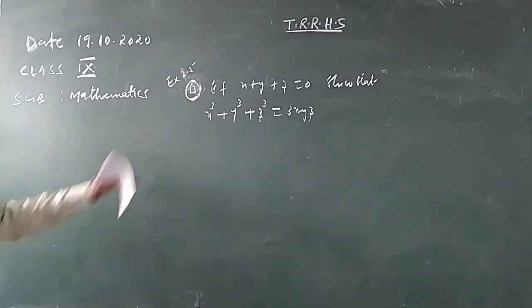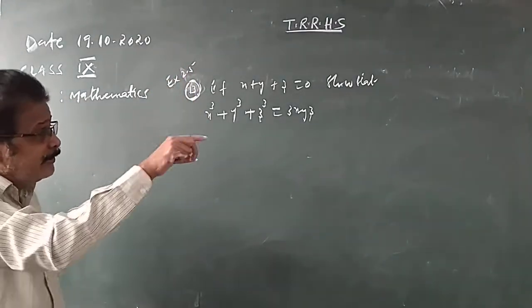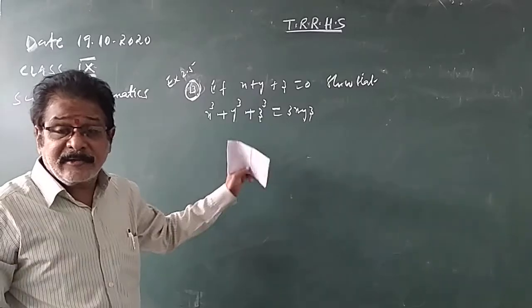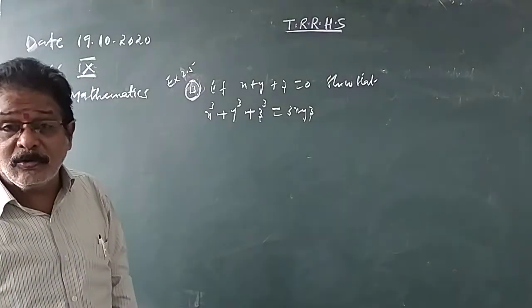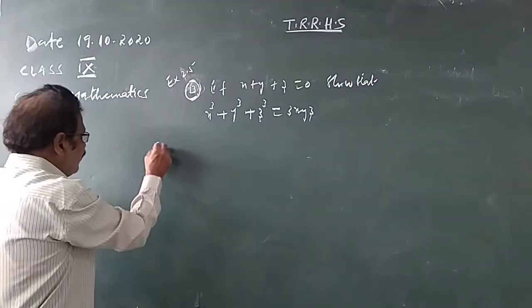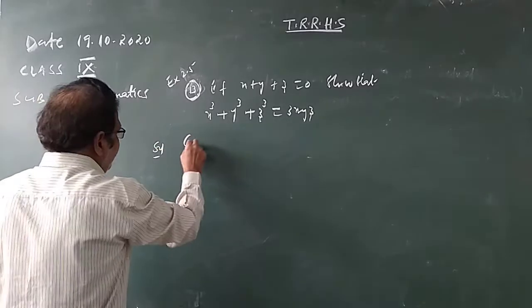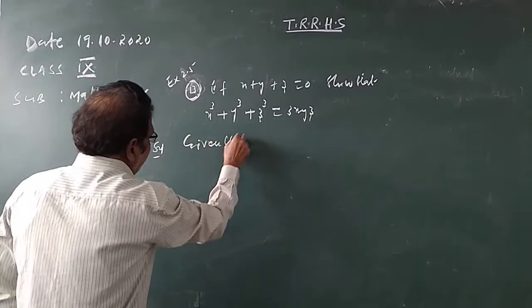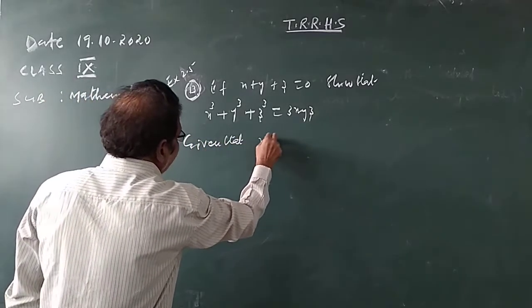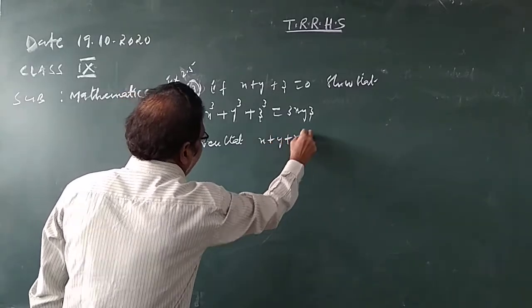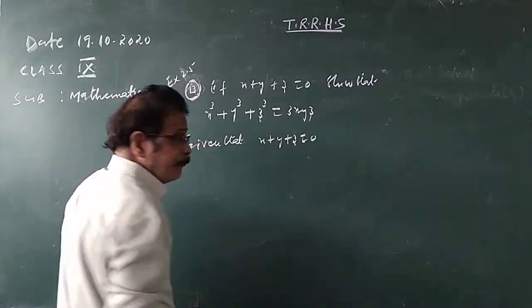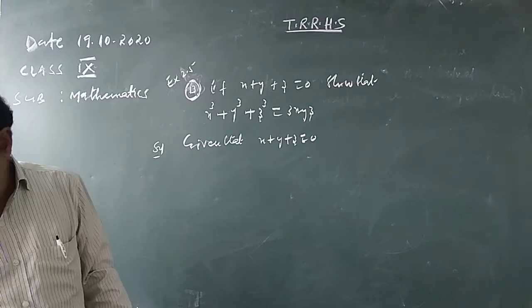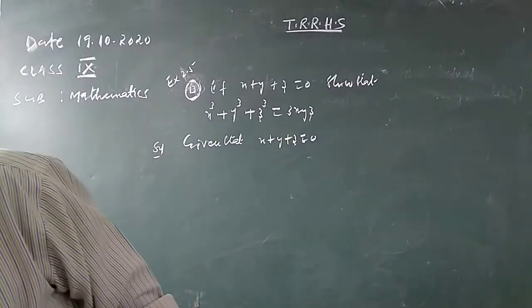Exercise 2.5, 13th problem. If x plus y plus z equal to 0, show that x cube plus y cube plus z cube equal to 3xyz. How to do this? So see, what is given? Given that x plus y plus z equal to 0.